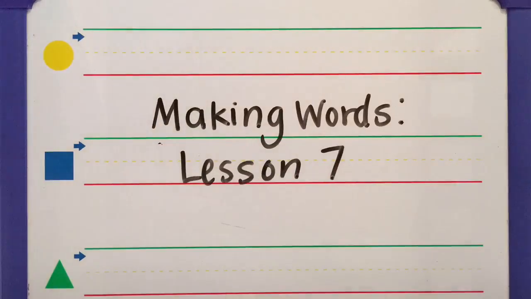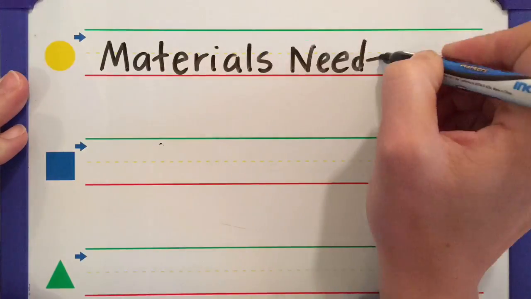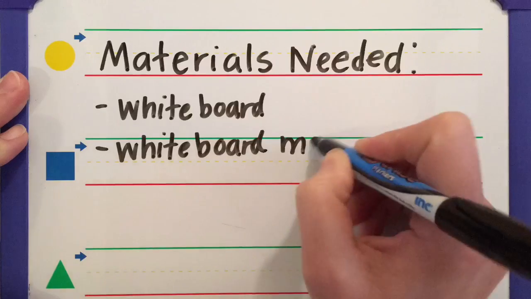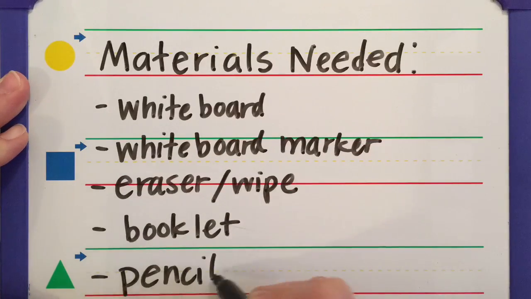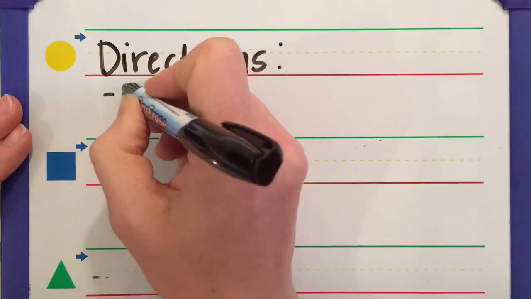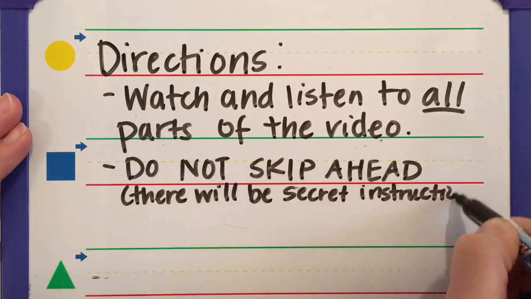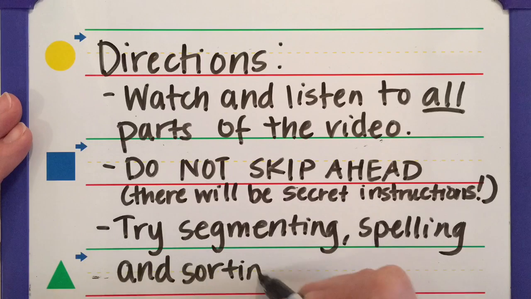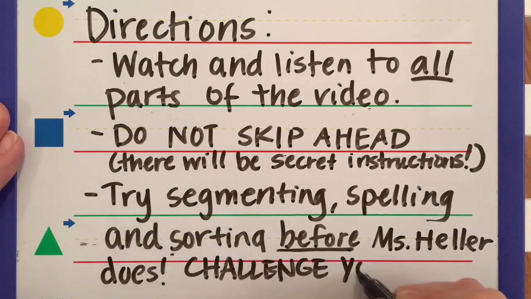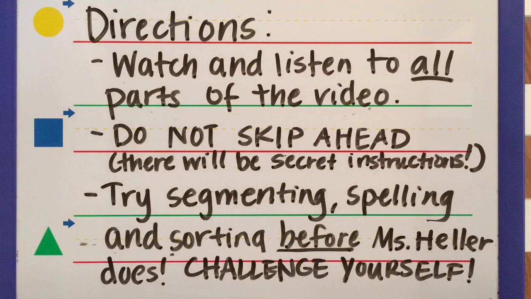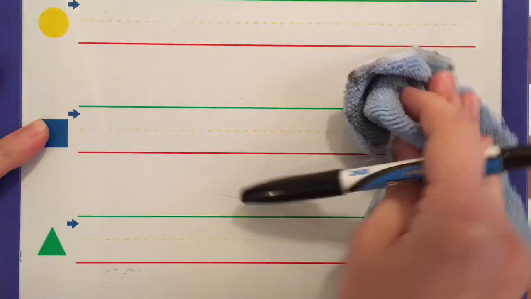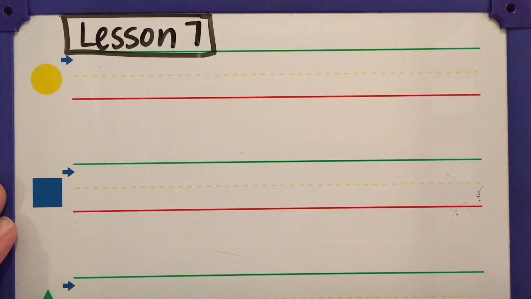Making Words, Lesson 7. Materials needed: whiteboard, whiteboard marker, eraser or wipe, the booklet, and a pencil. Directions: watch and listen to all parts of the video. Do not skip ahead. There will be some secret instructions in this lesson. Try segmenting, spelling, and sorting before Miss Heller does. Challenge yourself. Part 1, Making Words.